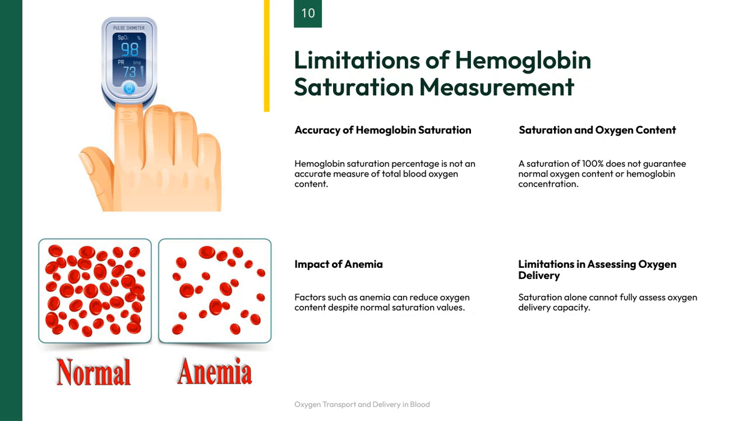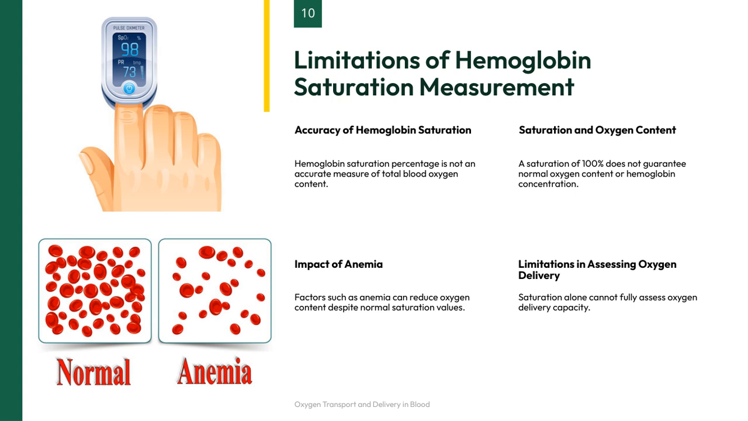Let's take a closer look at oxygen transport and delivery in blood. While saturation is a useful measurement, it alone doesn't give us the full picture of how well oxygen is being delivered to tissues. Saturation indicates how much hemoglobin is bound with oxygen, but it doesn't tell us about the total oxygen content in the blood.